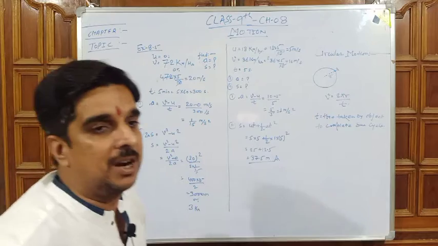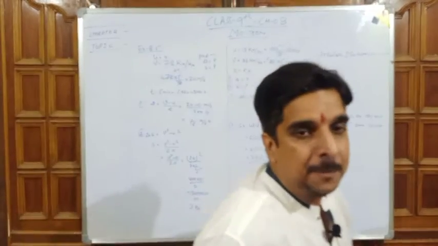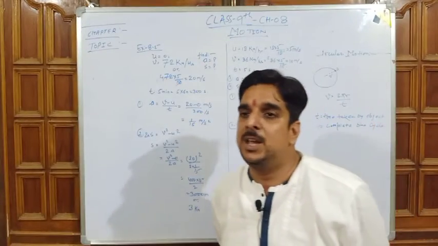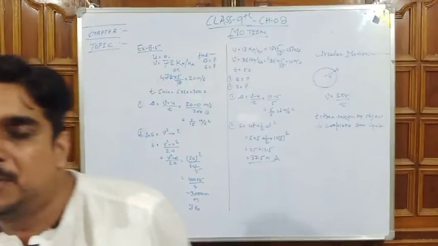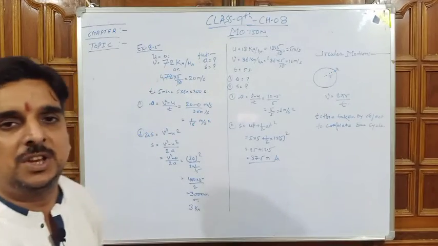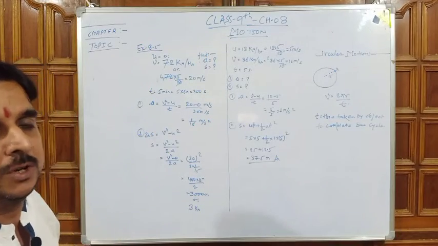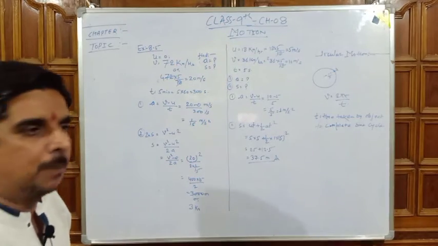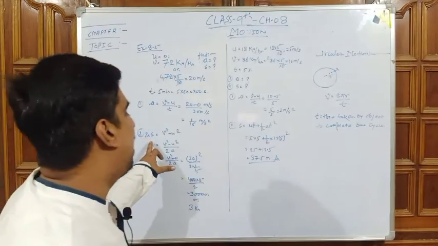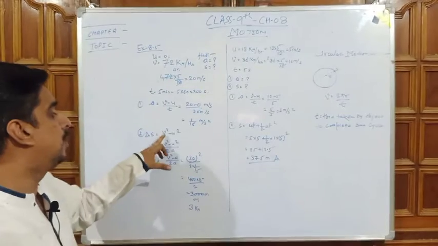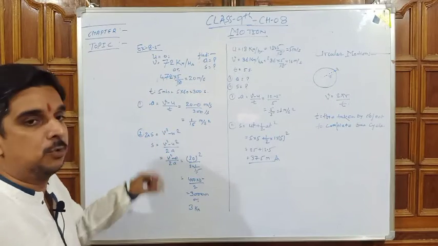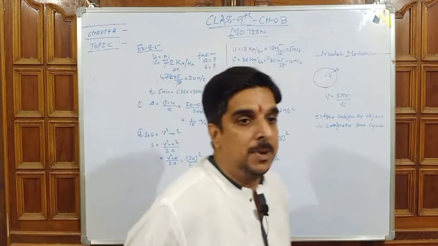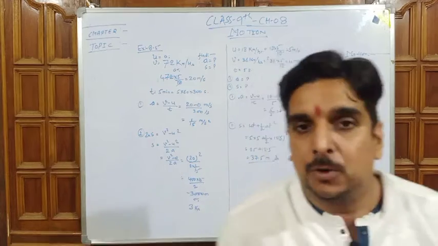Actually, according to the third law of motion, we know that 2as is equal to v square minus u square, where v is equal to final velocity, u is equal to initial velocity, a is equal to acceleration of the object. So by that we can simply write S is equal to v square minus u square by 2a.